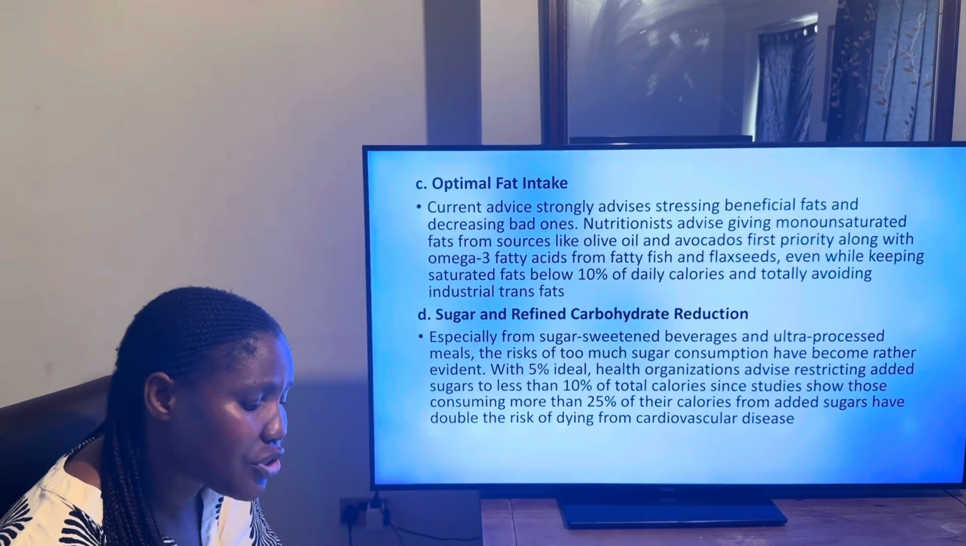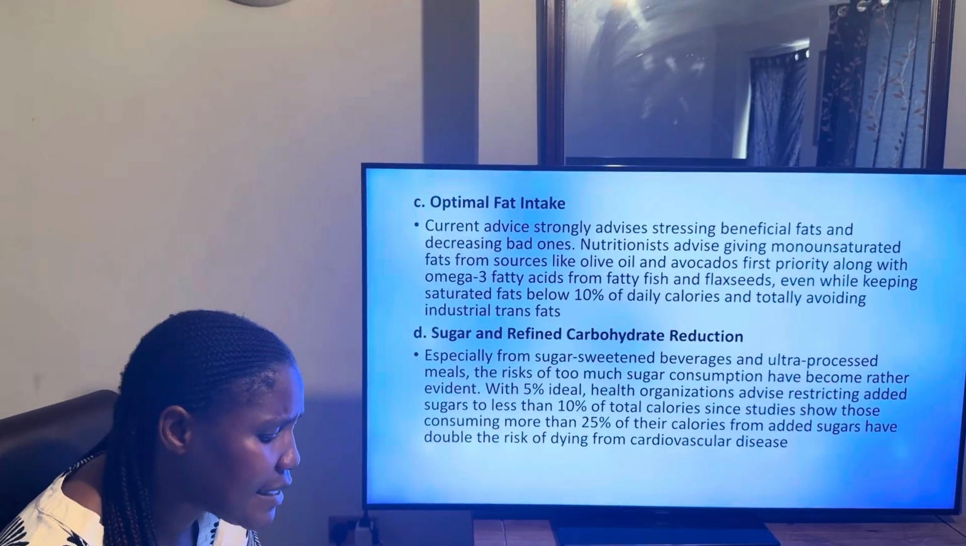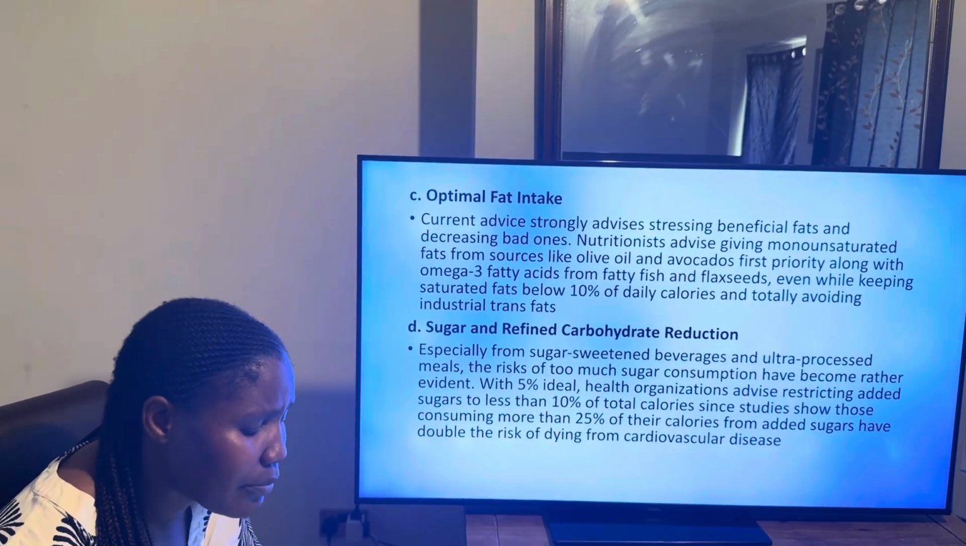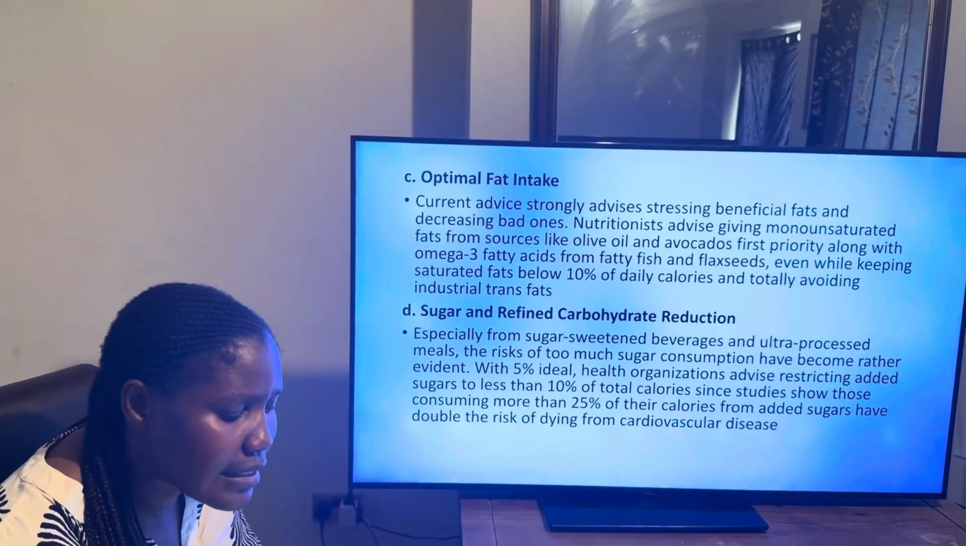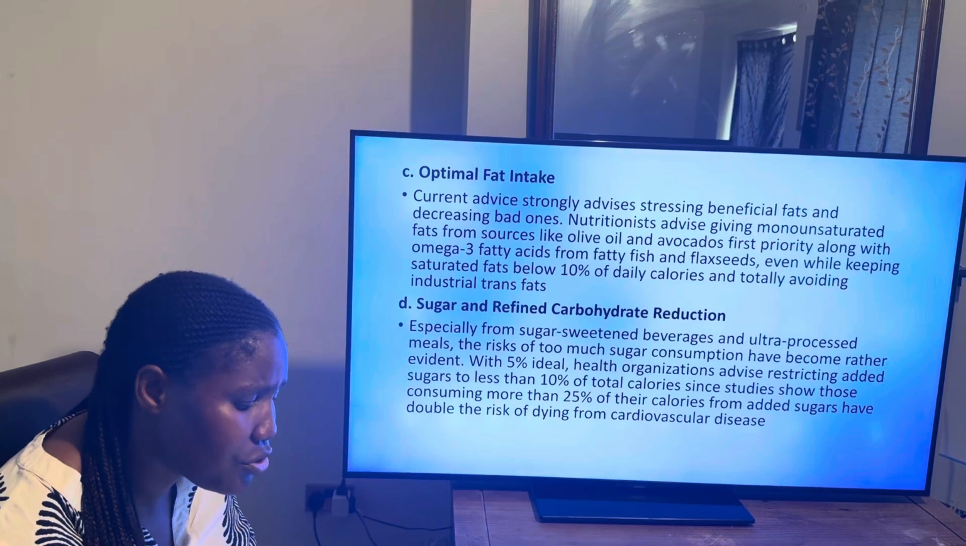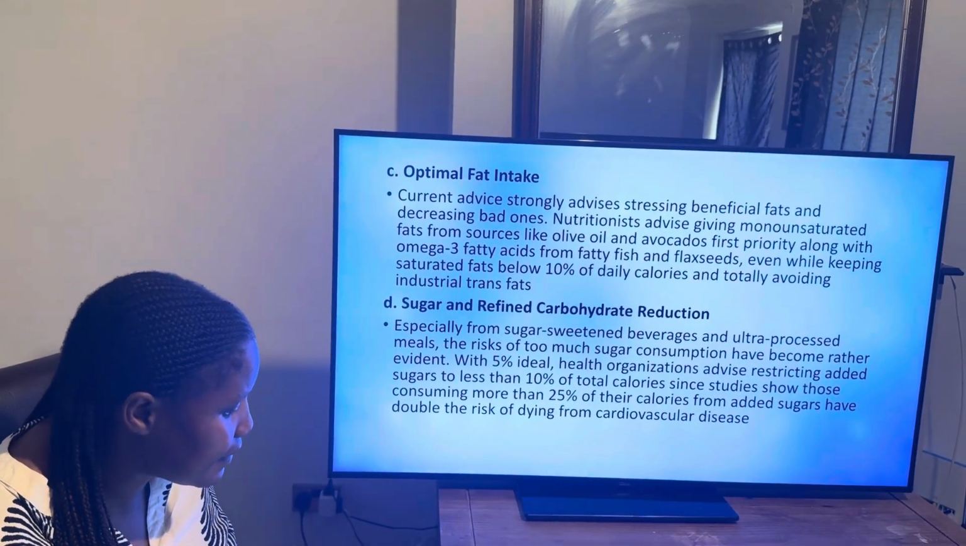The risks of too much sugar consumption have become rather evident, with the World Health Organization advising restricting added sugars to less than 10% of total calories, since studies show those consuming more than 25% of their calories from added sugar have double the risk of dying from cardiovascular diseases.